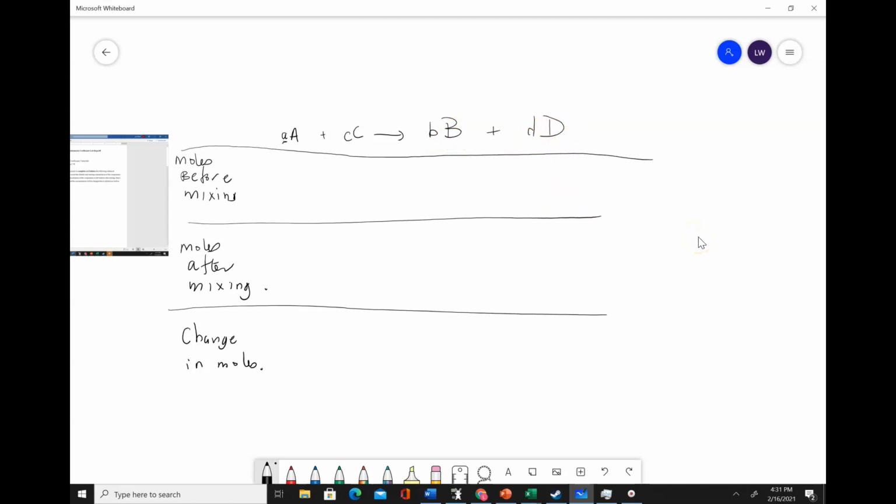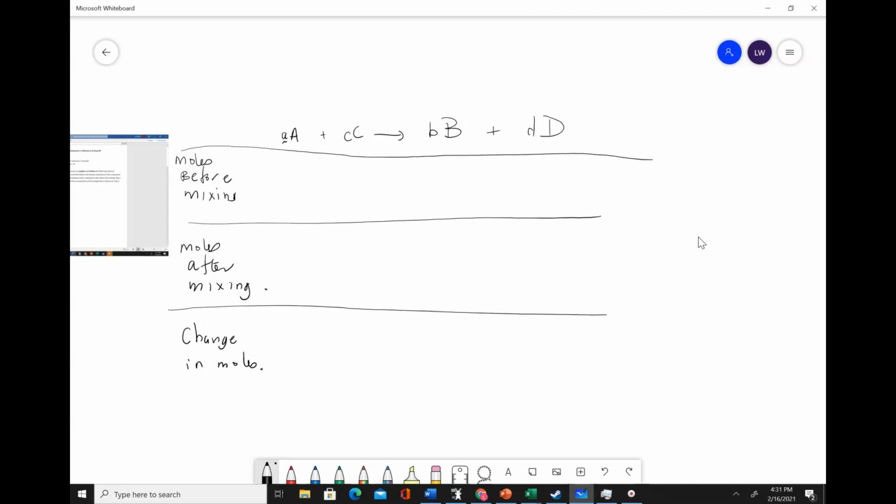So what we need to know is how are the moles of things changing. So what I want to calculate is how many moles of each component did I have before I mixed the things together, and then how many moles of each thing do I have after mixing. And the amount that the reactants get used up by, that's going to be represented by my coefficients for my reactants, and the amounts of products that are produced are going to be represented by the coefficients of my products.